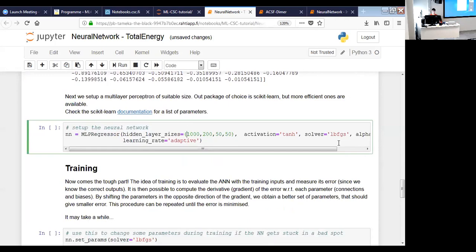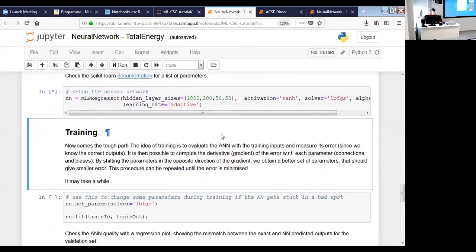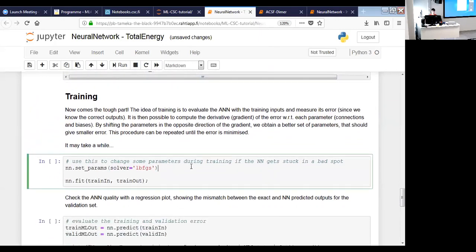Then we create a neural network with a lot of beef. There are going to be 4 layers in the middle, 1,000 neurons, 250, and 50. And the final one is going to be 1 output neuron with the energy. Here we have some parameters, algorithm, activation function. And then we do the training.